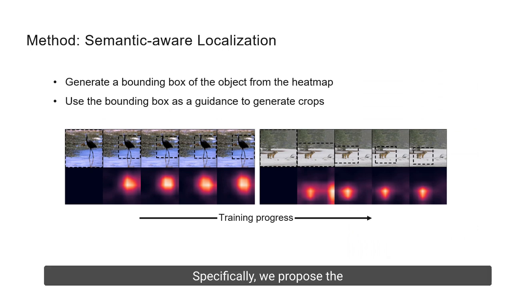Specifically, we propose the semantic-aware localization module. It generates a bounding box of the object from the heat map. We then use the bounding box as a guidance to generate crops. Note that we only restrict crop centers in the box so that some related background texture could also be included.